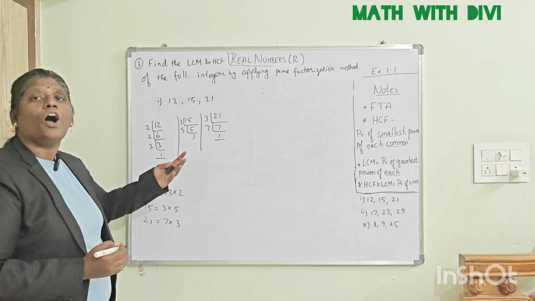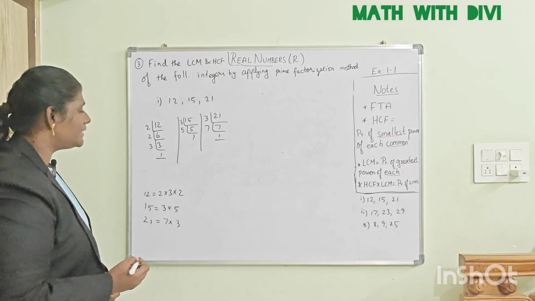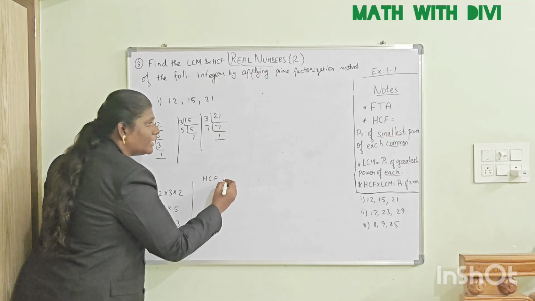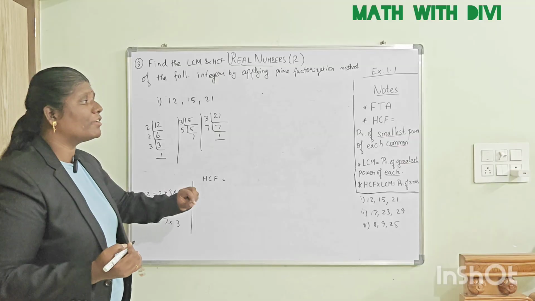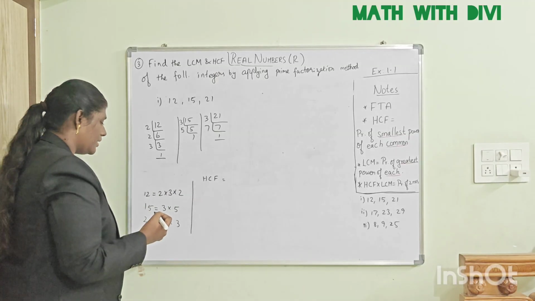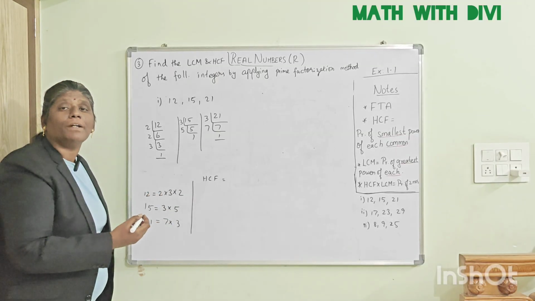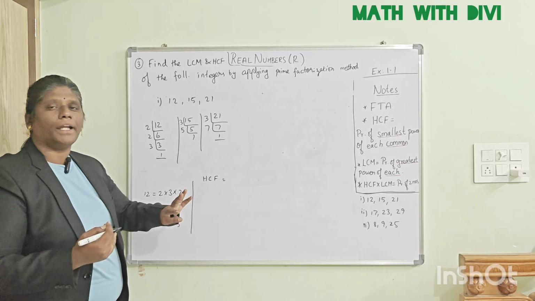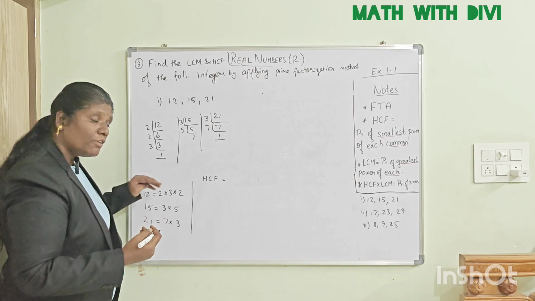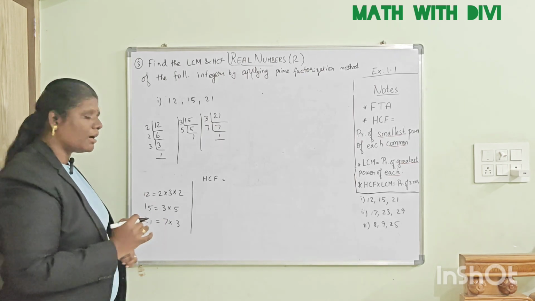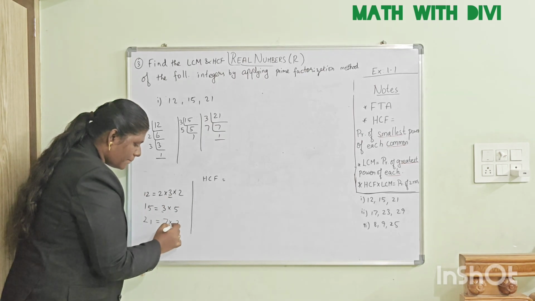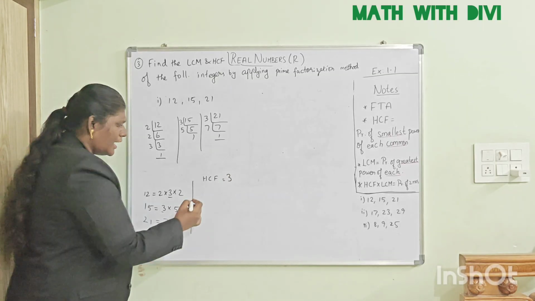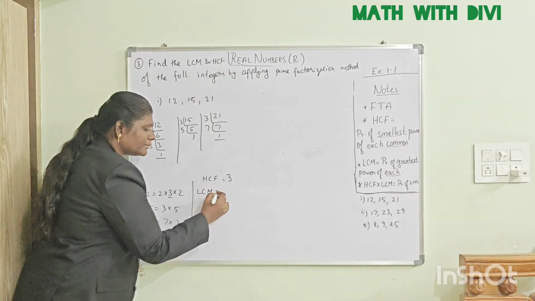Using that, how can we find HCF and LCM? We have taught you already, HCF is the smallest power of each common factor. So we have to check what is the common factor for all the three numbers, not for just two. For all the three numbers, what is the common factor? Every number has 3. So HCF is 3.